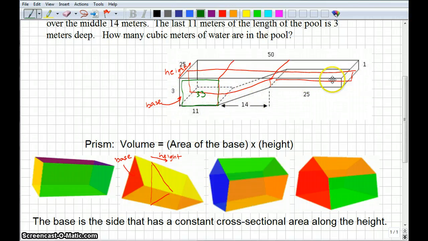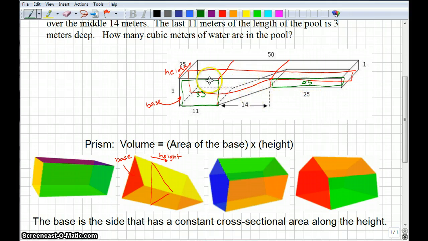11 by 3 is the area of that piece of the side. And over here, it's not too bad either. We've got this rectangle here, which is a piece of the side. It's 25 by 1, right? Because it's 25 feet this way and one foot high. So the area of this rectangle is 25.